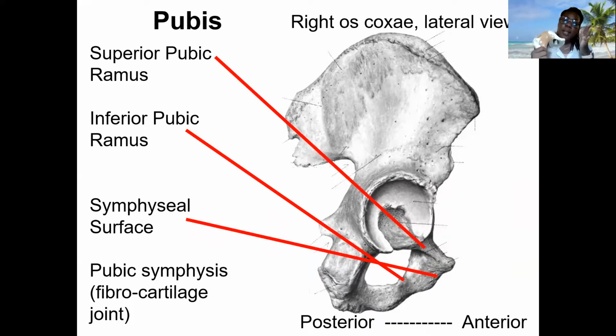Because the pubis has to articulate with the other pubis, both have to articulate at the midline, and we have the symphyseal surface, which represents that articulating surface. The pubic symphysis is what we call that very strong fibrocartilage joint where both halves of the pubis articulate, with a large amount of fibrocartilage in between, really reinforcing that joint, making a strong connection between both halves of the hip bone, and certainly stabilizing the hip bone as we walk and lift the legs with the gait.